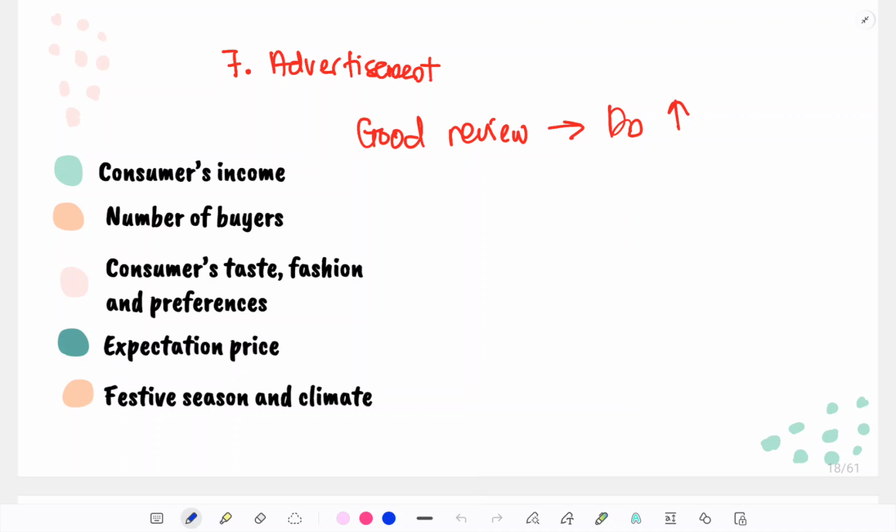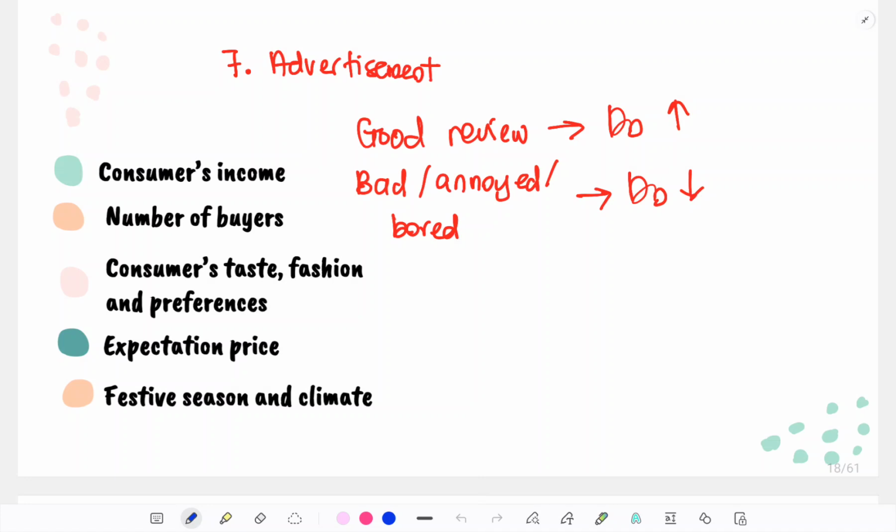But if the new product is presented in a bad way, or by an annoying advertisement, it will make the demand decrease even if there is no change in the price. So the increase or decrease in the demand can also be affected by advertisement.